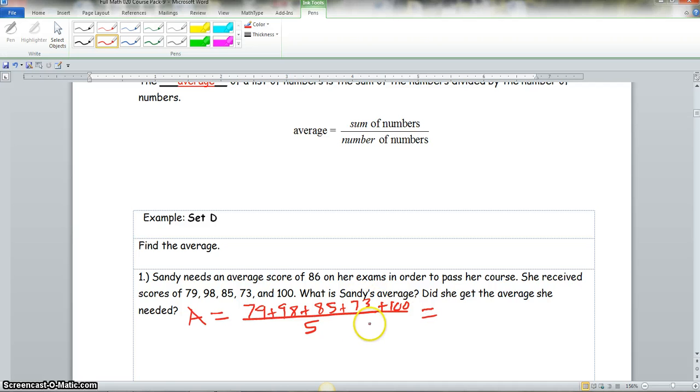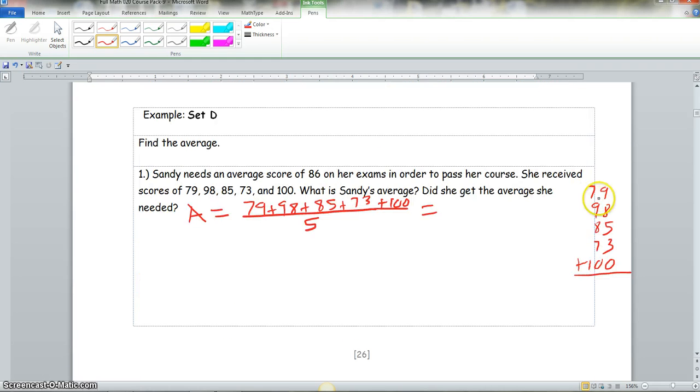Now we have to add all of these numbers together. Okay, I took the liberty of writing these numbers out here and I lined them up according to their place value. Now we add 9 plus 8 is 17, plus 5 is 22, plus 3 is 25, plus 0 is 25. So we bring down our 5 and carry our 2. 2 plus 7 is 9, plus 9 is 18, plus 8 is 26, plus 7 is 33, plus 0 is still 33. We bring down our 3 and carry our 3. 3 plus 1 is 4. So we will have 435 divided by 5.